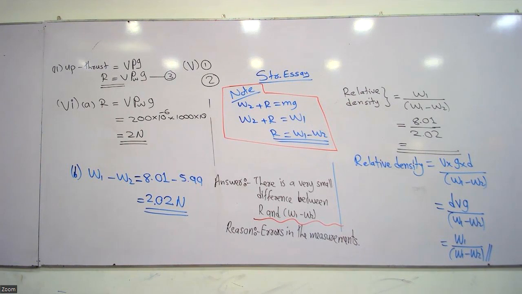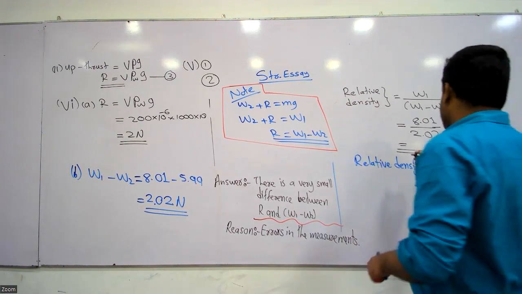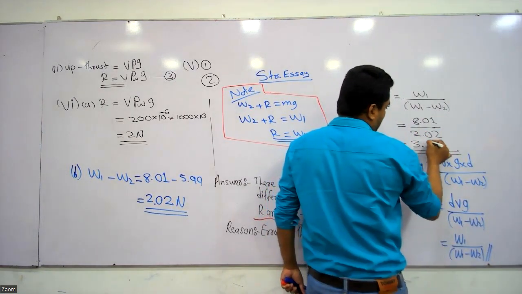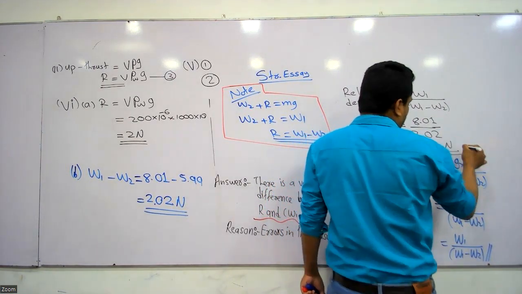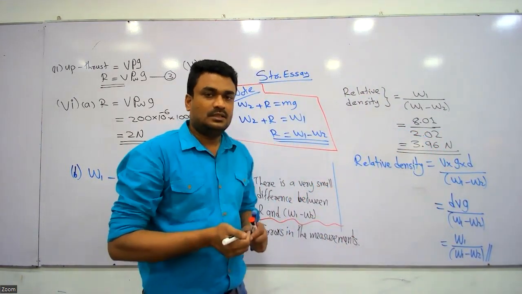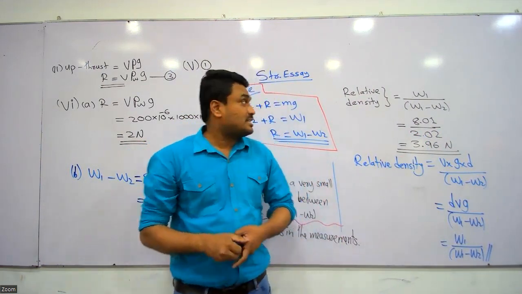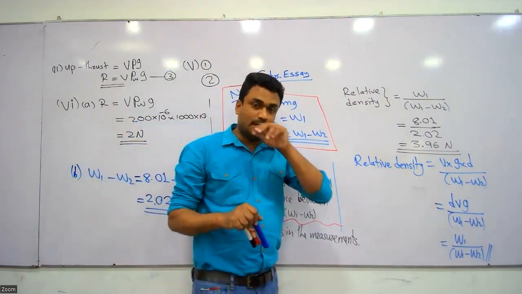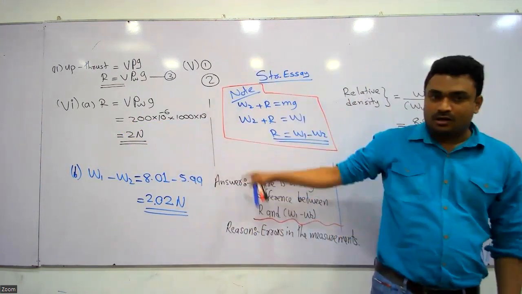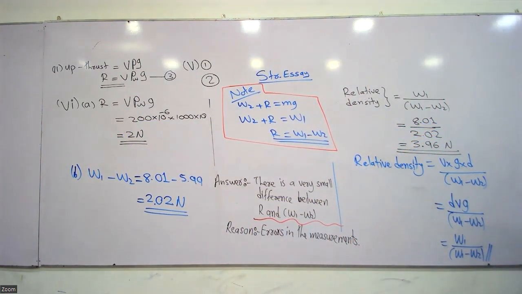If you divide, you will get 3.96. If you have written an answer closer to this, it's enough. 3.96. Even if you write 4, that's okay. So we have successfully discussed this structured question. Write them all.